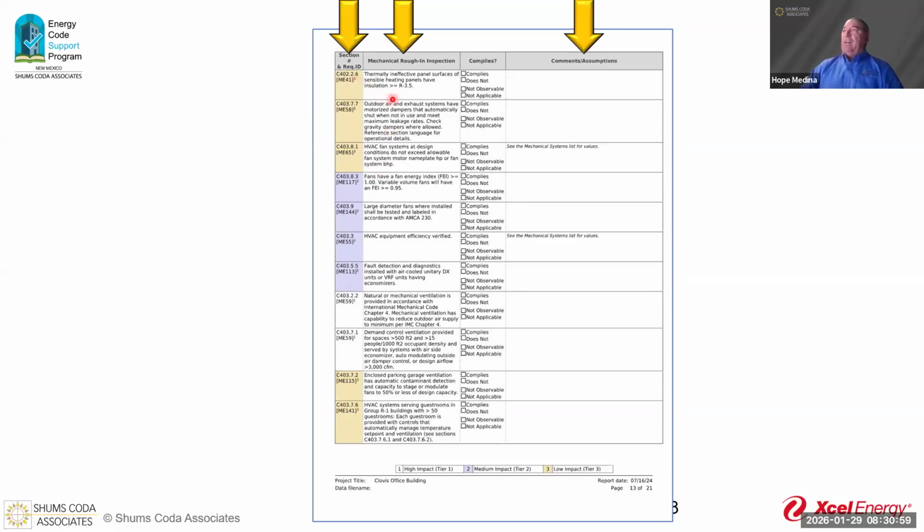So we can see that our outdoor air exhaust systems have motorized dampers per C403.7.7. One of the things to remember, folks, is if you see it on here, it should be out in the field. This stuff is designated by our designers, our architects, our engineers. When they put this information in here, they're telling us that it's going to be on the job site and it's going to be on the plans. So we need to make sure, if we're going through and checking this off, that we have that equipment out there.